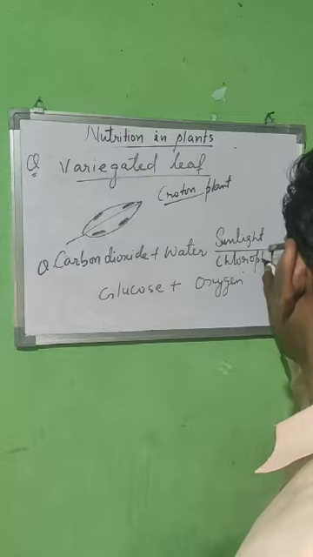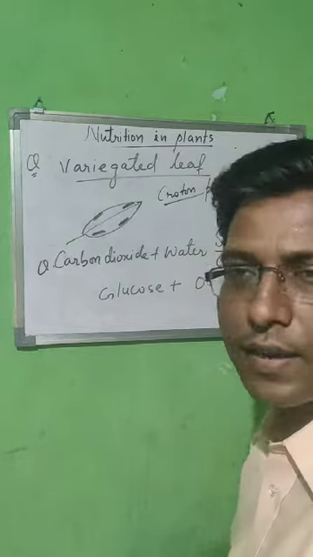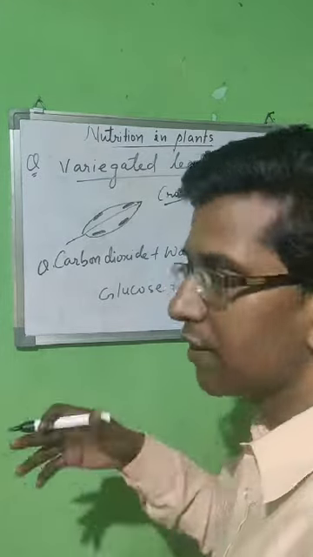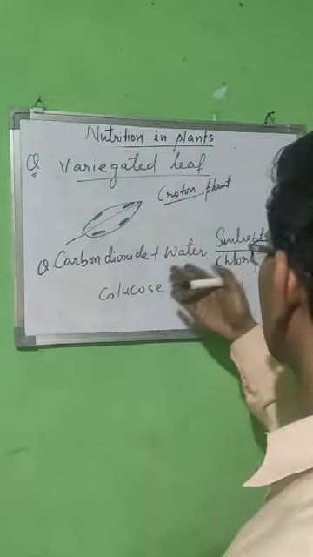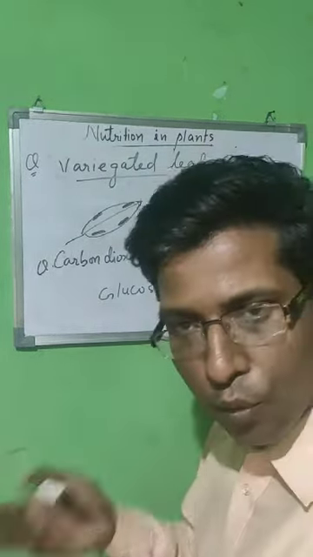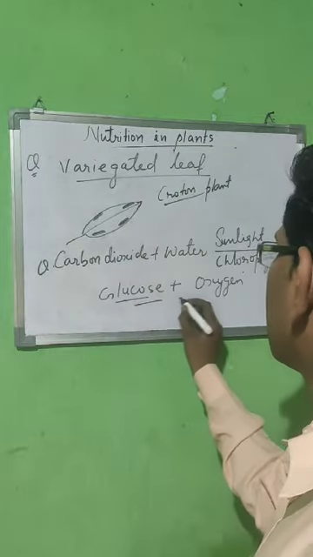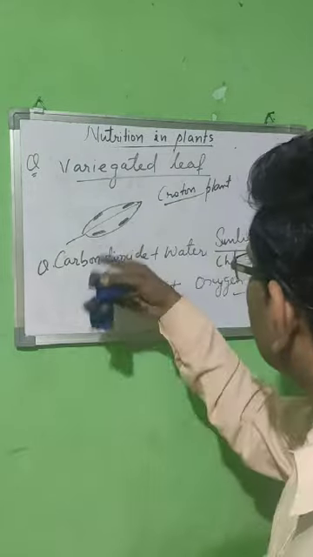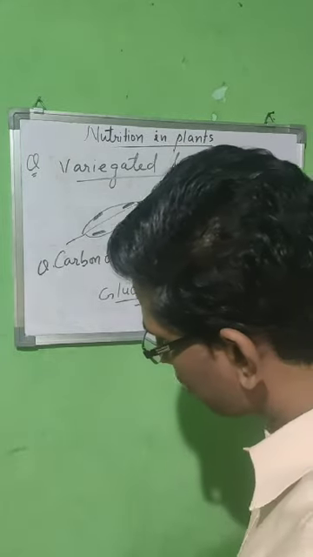So if we give chlorophyll and sunlight, and carbon dioxide is already taken by the plant from the environment, water is absorbed from the roots, it will perform the process of photosynthesis and will give glucose, and there will be release of oxygen. So this is also related to the photosynthesis aspect.